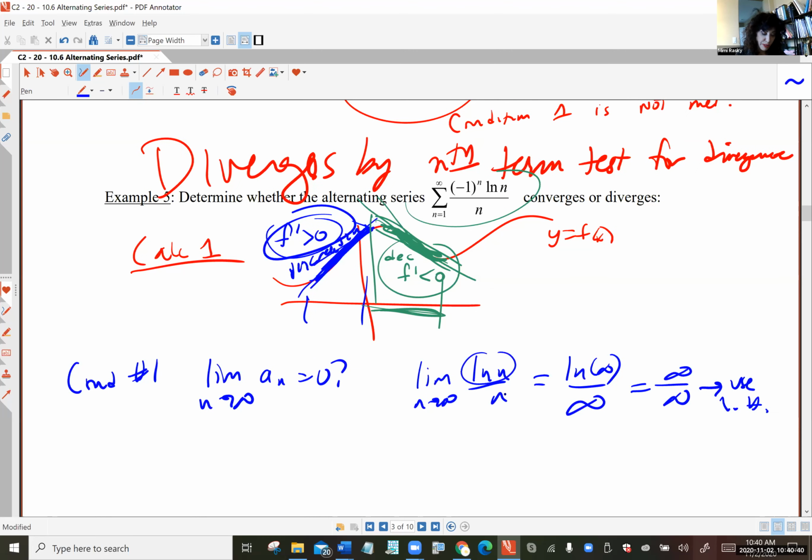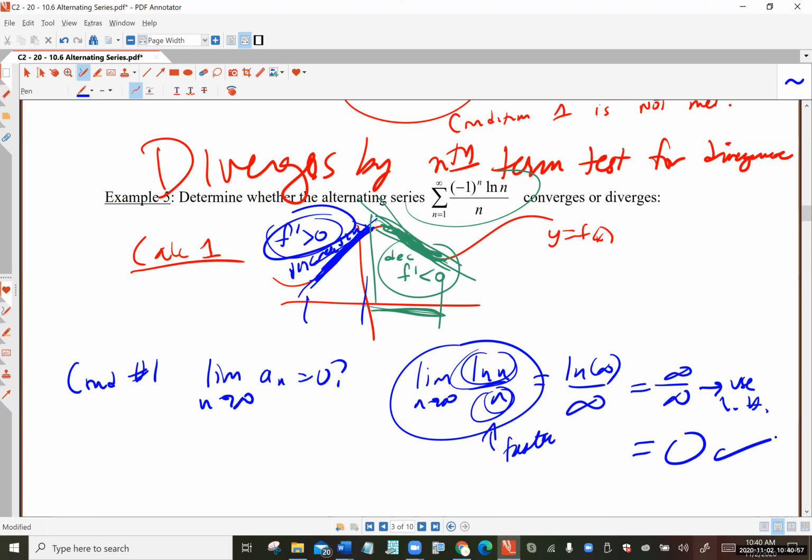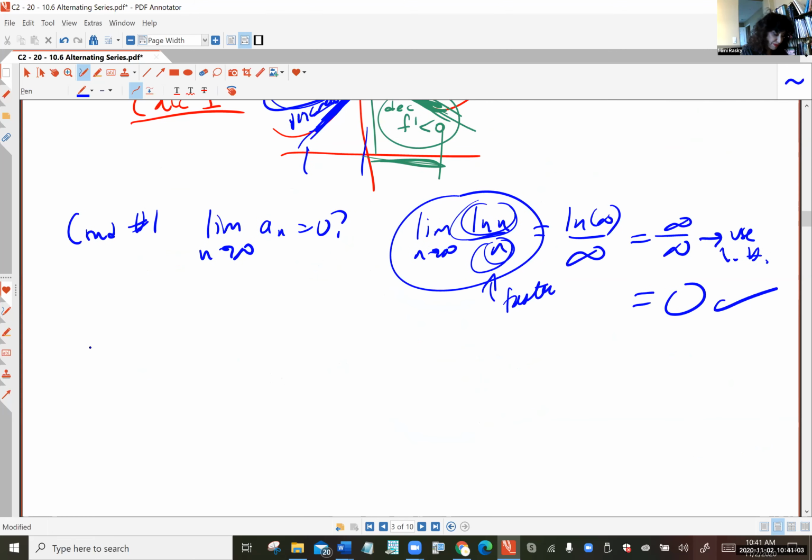So who goes to infinity faster? The logarithm that's in the numerator or the polynomial in the denominator? Polynomial. Yeah, so it goes to infinity faster. So what does the limit go to if the denominator goes to infinity faster? 0. Yeah, we'll go to 0. So boom, condition 1 is met. Fantastic. That means let's do condition 2.